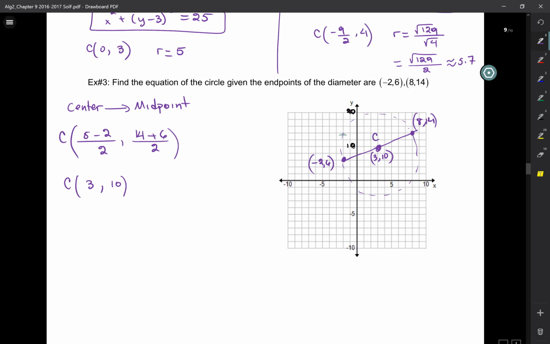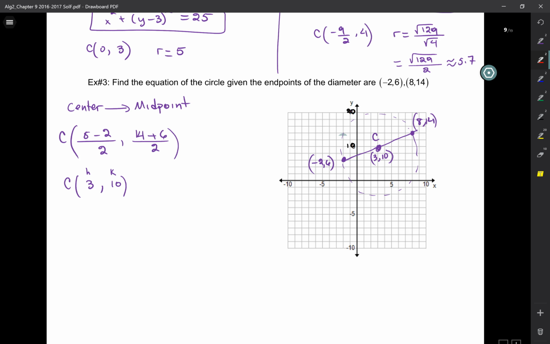Okay, what else do I need? The radius. How am I going to find the radius? Distance formula. So distance between what? There are two things I could do. Right, so I could either find the distance between the center and one of the endpoints, or I could find the distance between the two endpoints and cut it in half, divided by 2. So let's just do the first part. Let's do the distance between center and one of the endpoints.